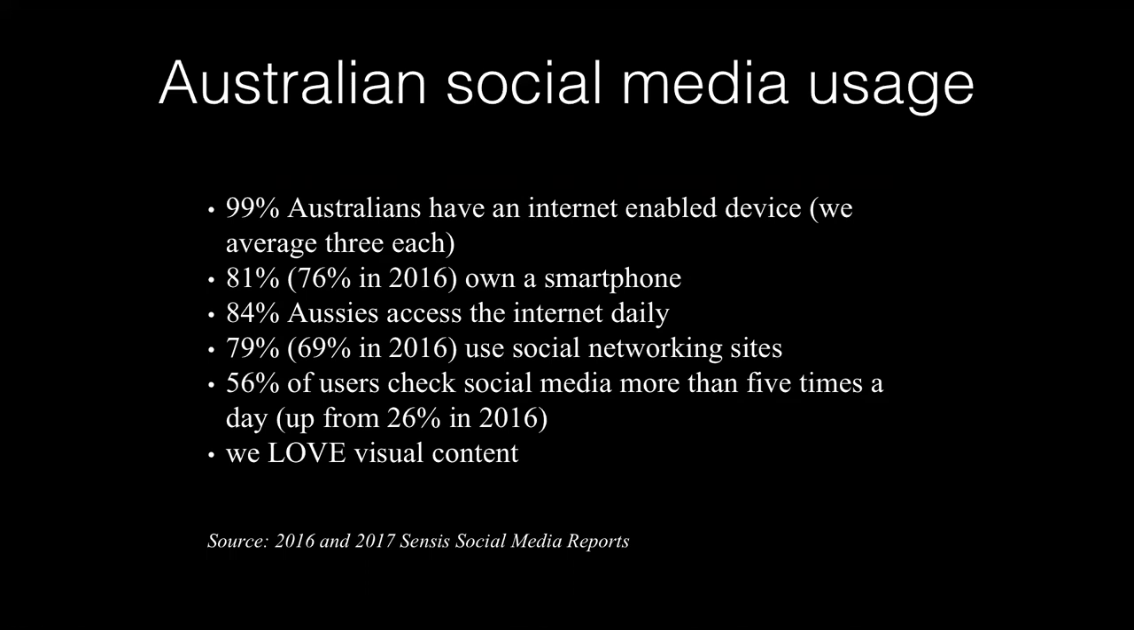The second most popular social networking site that Australians use is Instagram. 46% of us on social media have an Instagram account, and that's followed by Snapchat, which I think is 40%, and Twitter, which is about 32%. And LinkedIn is quite low. It's about 18 or maybe 20%.